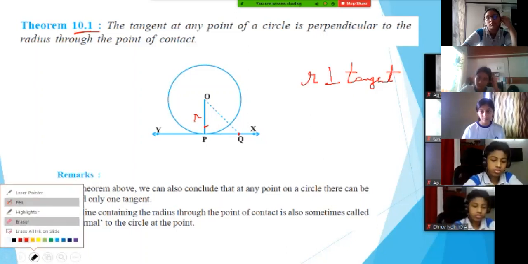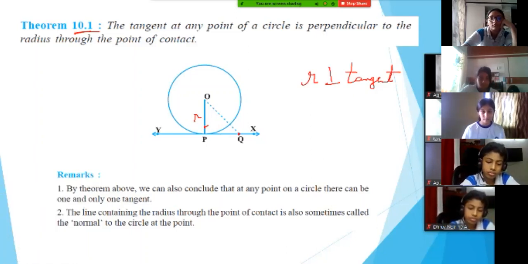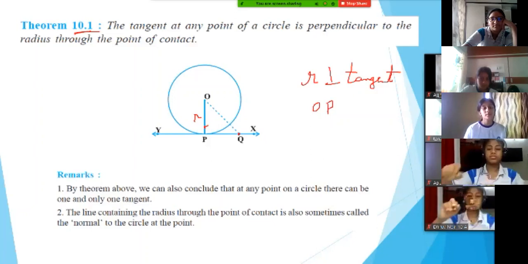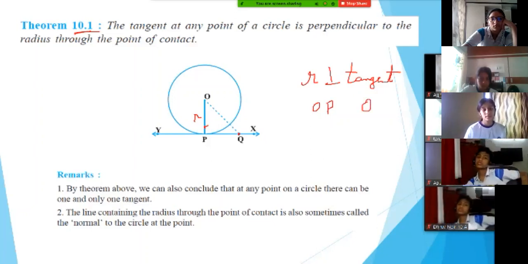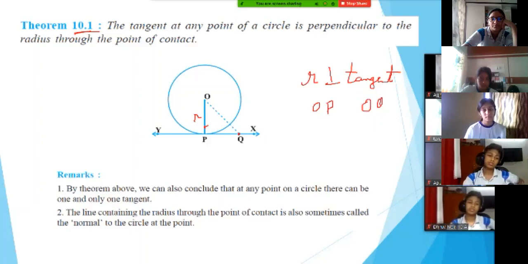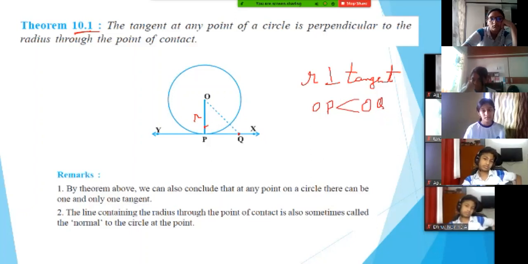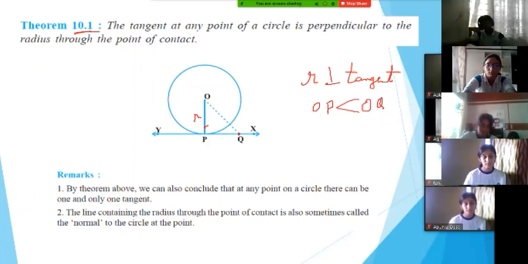Okay, now talking about the length of OP and the length of OQ, which one do you think is more? OQ. Always OQ will be more. Why? Because it's away from P, outside the circle. It's not lying on the circle at the point of contact. Q is some other point.